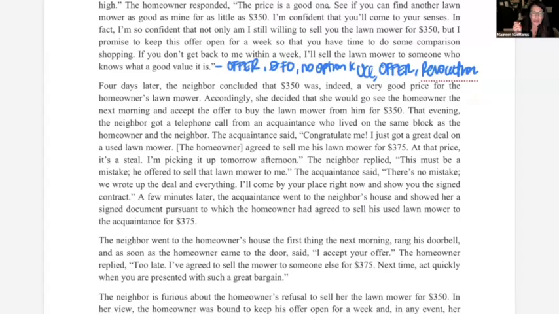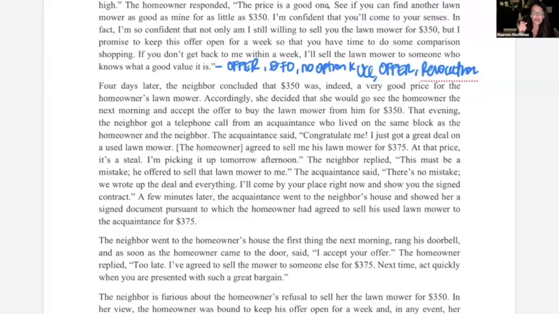He offered to sell that lawnmower to me. The acquaintance said, there's no mistake. We wrote up the deal and everything. I'll come by your place right now and show you the signed contract. A few minutes later, the acquaintance went to the neighbor's house and showed her a signed document pursuant to which the homeowner had agreed to sell his used lawnmower to the acquaintance for $375.